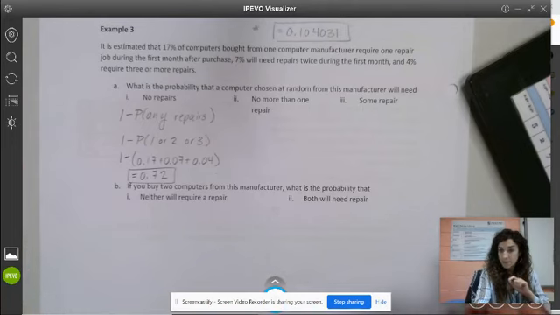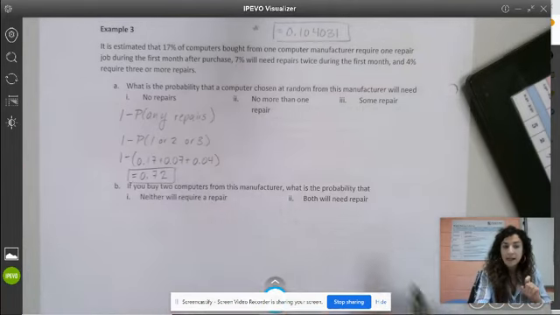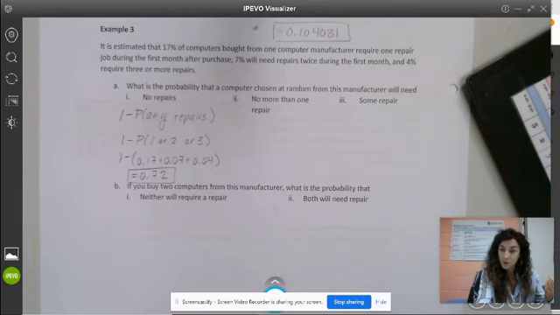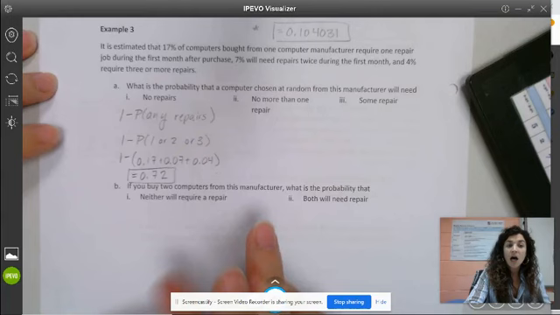And it says probability, not percent. So here's your probability. That's a pretty high probability that you won't have to have a repair, which is nice. We want to have a high probability there.